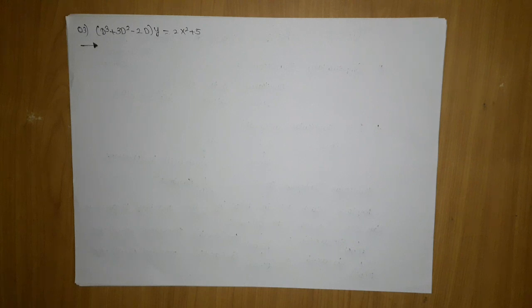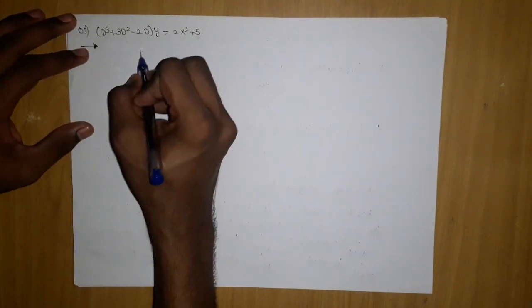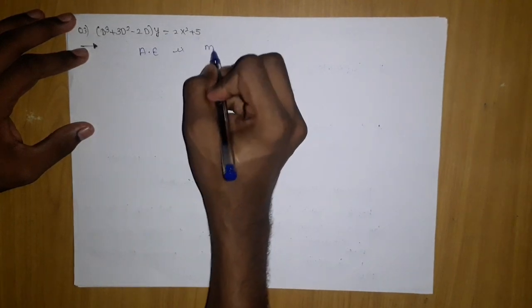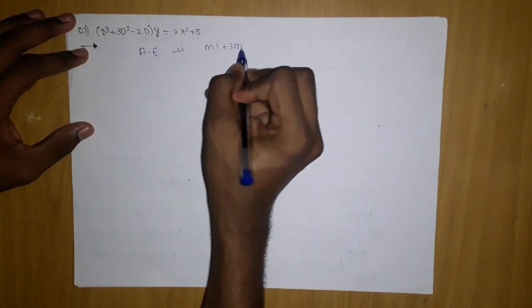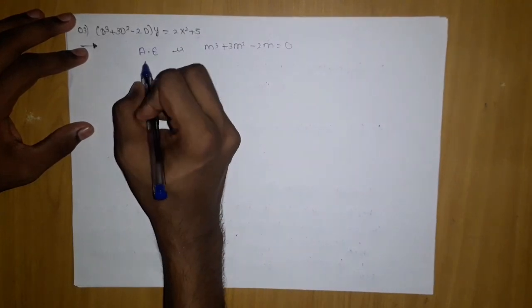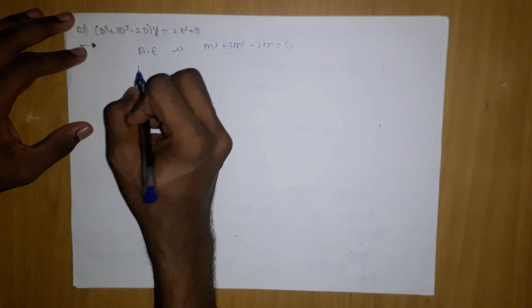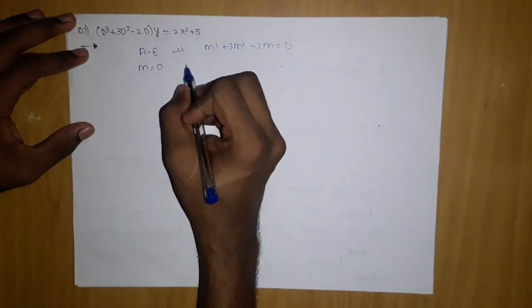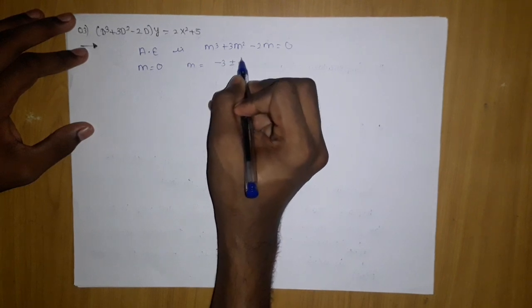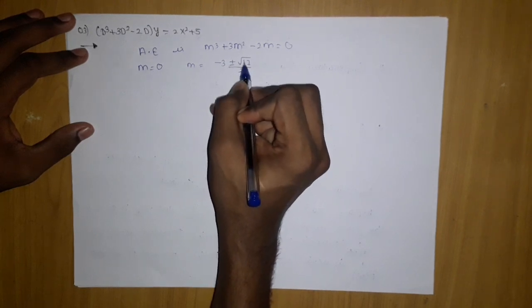The process will be entirely the same. First our job is to get the auxiliary equation. The auxiliary equation is m cube plus 3m square minus 2m equals 0. If you substitute m equals 0, it will be 0, and the second will be by root, which will be minus 3 plus minus under root 17 by 2.